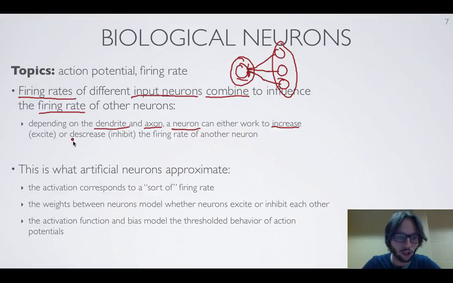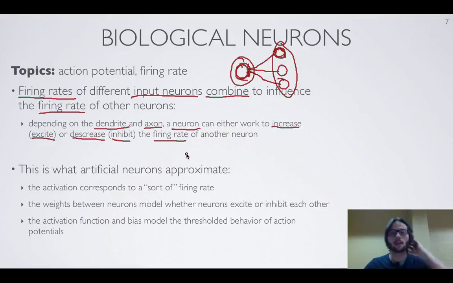Depending on the properties of the dendrite and the axon, one of these neurons can either make the firing rate of that neuron increase or decrease by increasing its own firing rate. So if we say that the firing rate of this neuron will tend to increase the firing rate of that neuron, then we'll say that this neuron here excites this neuron here. Otherwise, if it decreases it, we'll say it will inhibit the firing rate of that neuron.